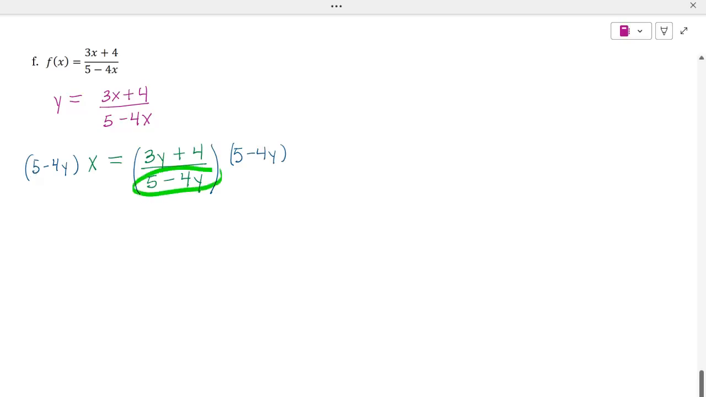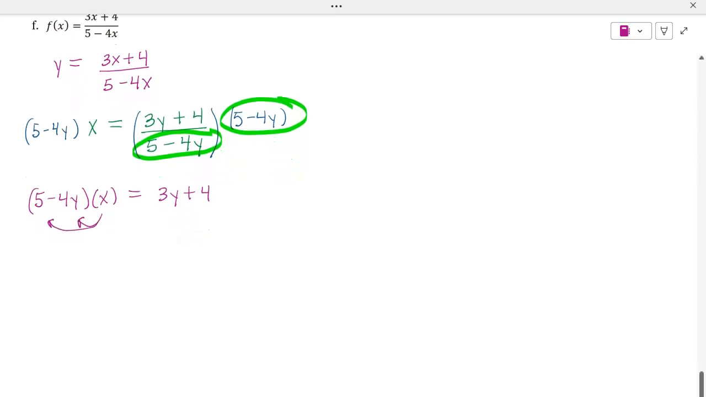So this is going to cancel with this, and I'll have 5 minus 4y times x equals 3y plus 4. Now here's the trick. What I need to do is get all the y's on one side and the x's on the other side. So I've got to multiply this x through both of these terms so that I can put everything with y on one side. Let's multiply this out.